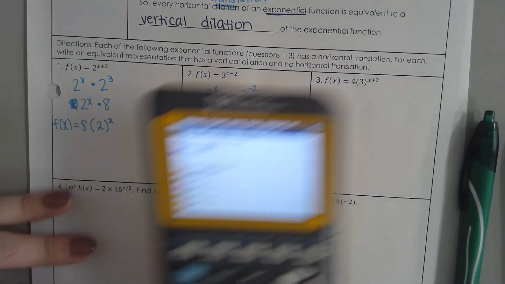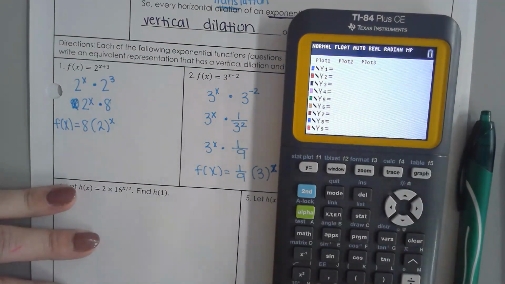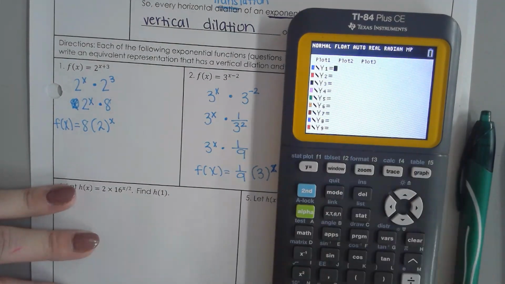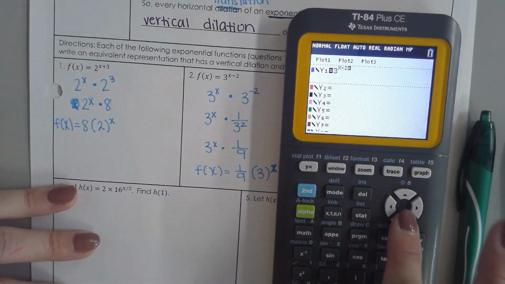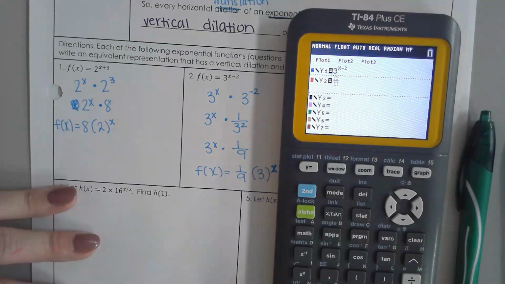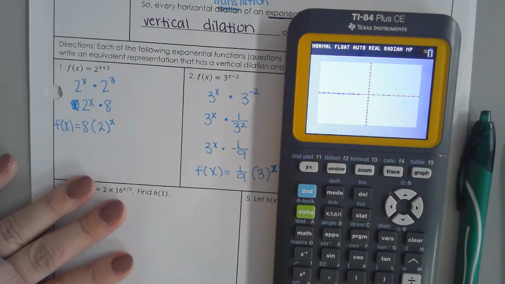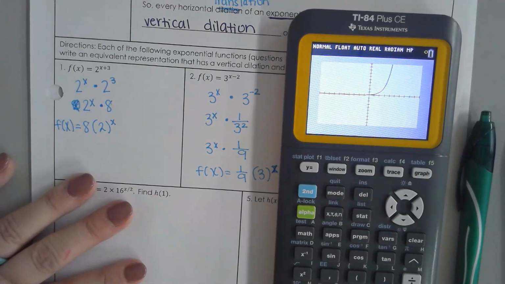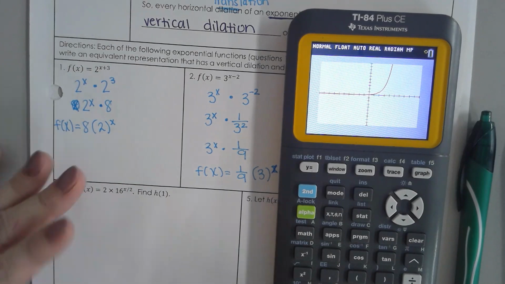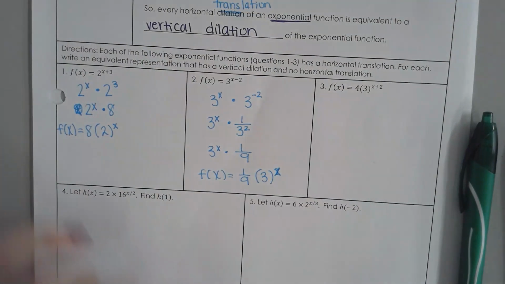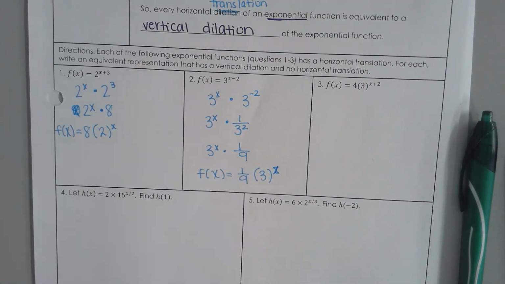So let's try this one, changing this up. 3 to the X minus 2, and then 1/9 times 3 to the X. So there goes my blue line. That's what it looks like. And then notice my red line, I don't know if you can see that, is going right over top of it. Okay. So if you have a calculator and you want to check, you're like, I don't know if I did that math right, that would be an easy way to check. Graph them and see if they overlap.